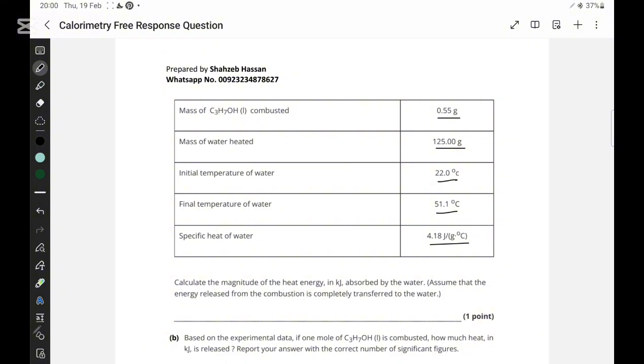They want us to calculate the magnitude of the heat energy. How can we do that? We know Q equals m c delta T, where m is 125, the mass of water, times the specific heat capacity 4.18, times delta T, the difference between the final and initial temperature. That comes out to be 15,200 joules, which is 15.2 kilojoules by dividing by 1000.